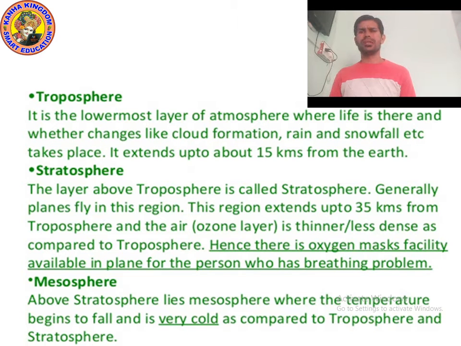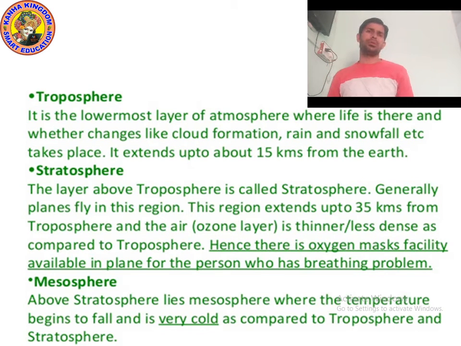So we are actually in the troposphere, and all these things take place. Because the troposphere is the lowermost layer of the atmosphere where life is there, and weather changes like cloud formation, rain, and snowfall take place, and it extends up to about 15 kilometers from the earth. Yes, it is 15 kilometers.